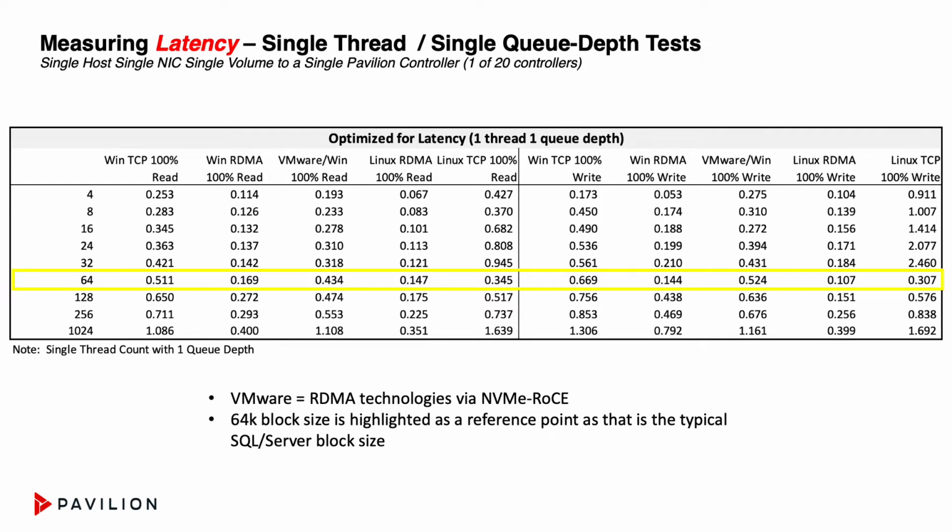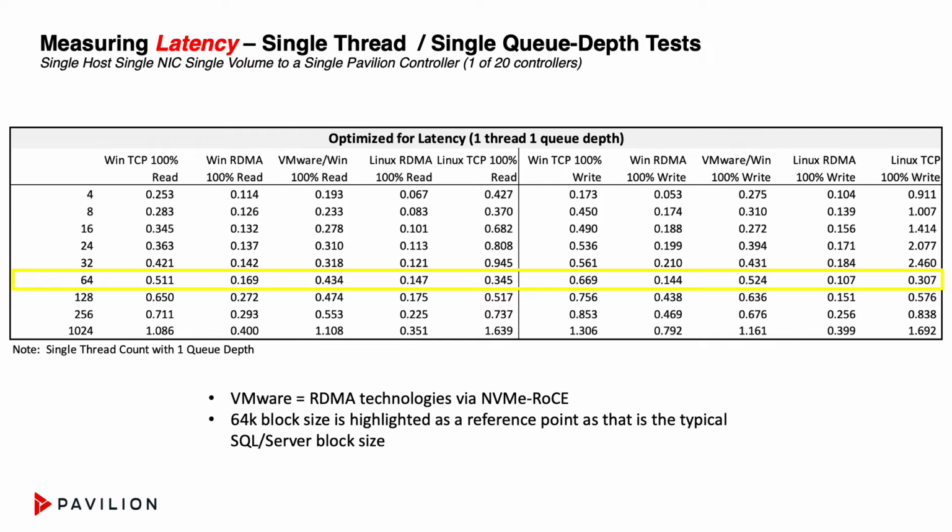The first column is Windows TCP. It's a server running NVMe-over-Fabric with the NVMe-over-Fabric TCP driver. The second one is a bare metal server running the Windows NVMe-over-Fabric RoCE driver. The next one is a server running VMware, leveraging NVMe-over-Fabric RoCE, running Windows inside a VM. The next column is a Linux system running NVMe-over-Fabric RoCE. Linux system running NVMe-over-Fabric TCP is the next column.